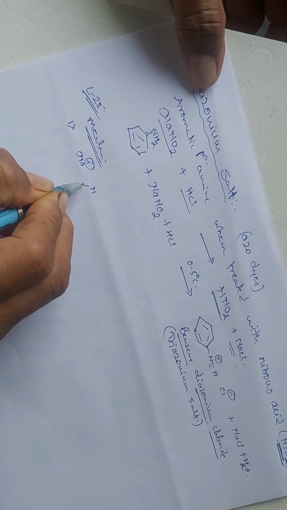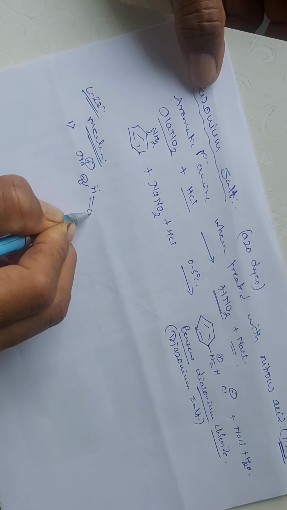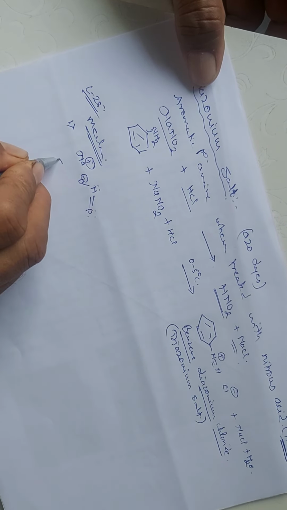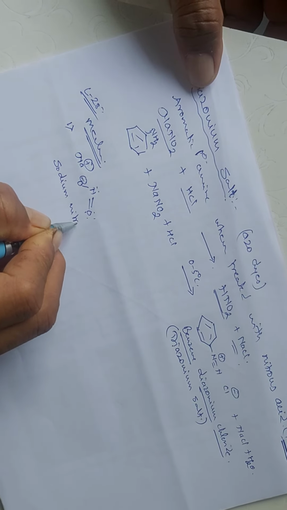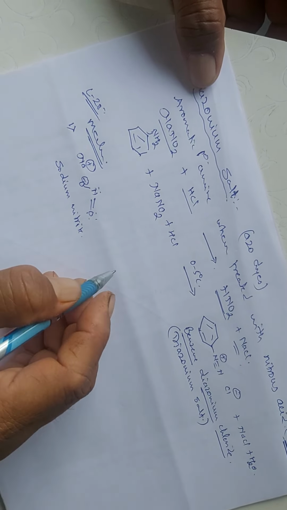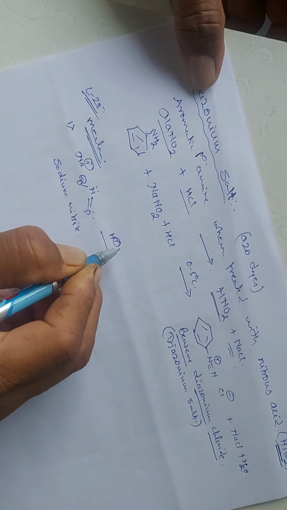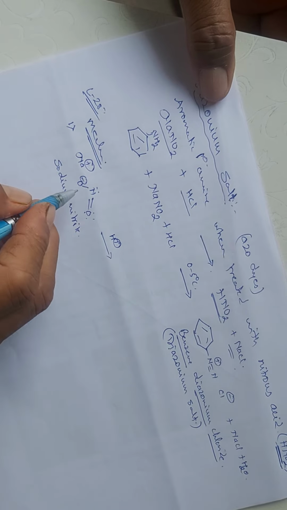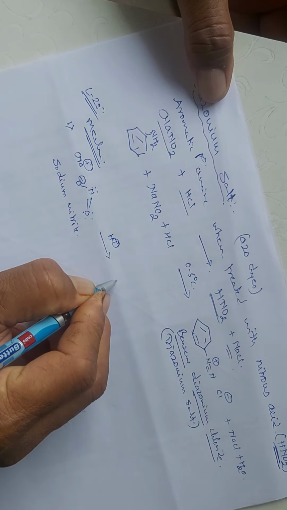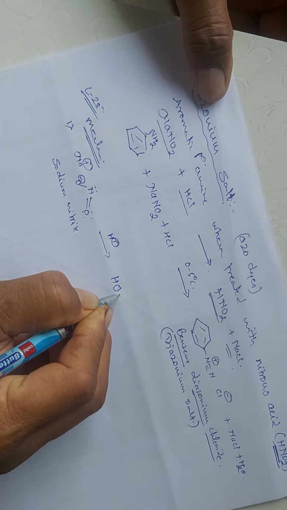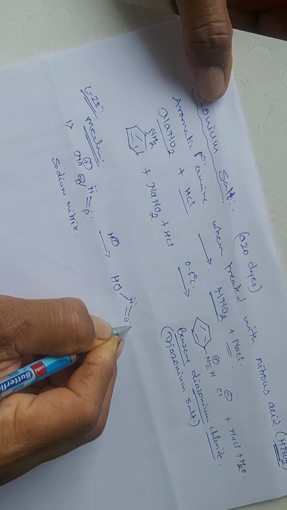NO2, that is O=N-O minus, nitrite, sodium nitrite. This sodium nitrite on reaction with HCl, that is in acidic medium H+, the electron pair, means O minus, accepts the proton, and it forms the nitrous acid, that is HO-N=O.